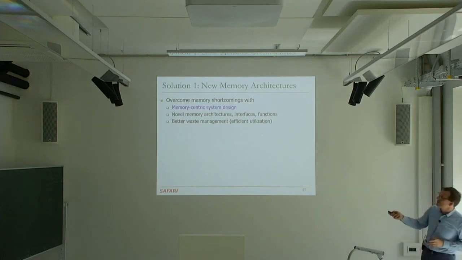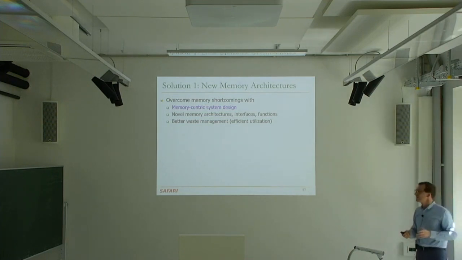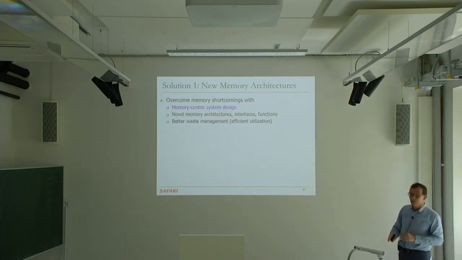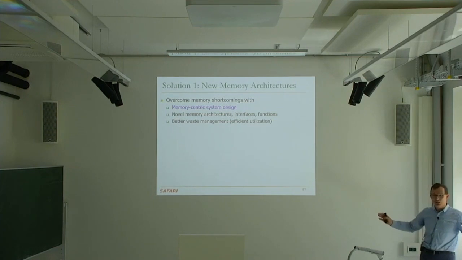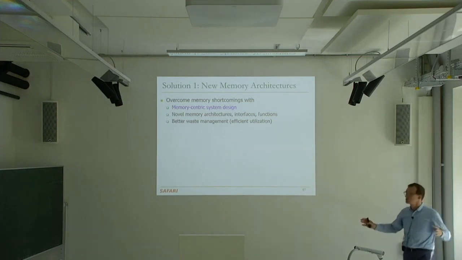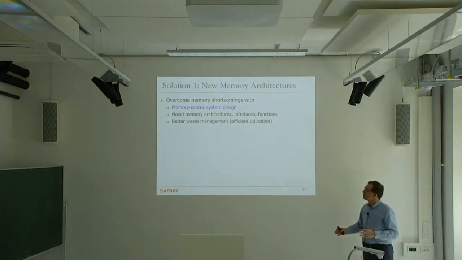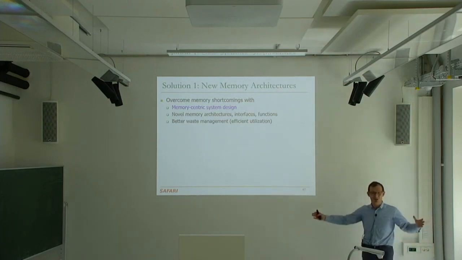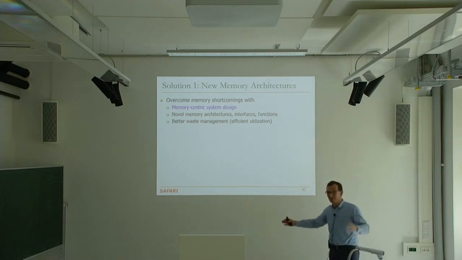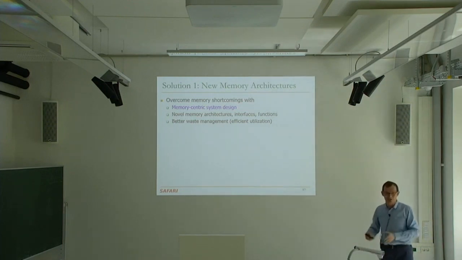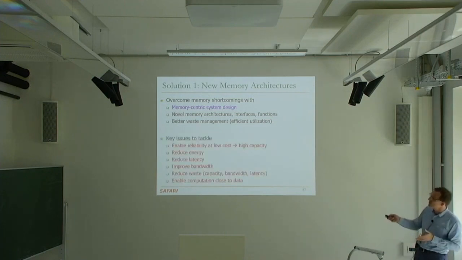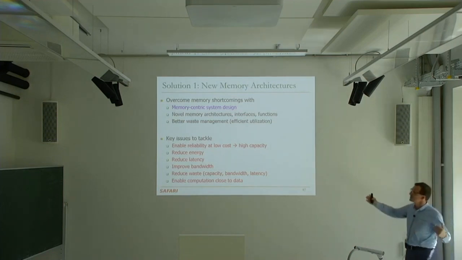And we also need to do better waste management, more efficient utilization. I'm not sure if we will focus on this a lot, but it is very important also. Even though we have a lot of memory today, we're wasting a lot of it. There are a lot of results showing that like 30 to 40% of memory is zeros. Basically, we're storing a lot of zeros in memory. And people are looking at compressing memory a lot. We did some work in compressing memory. I'm not sure if we will have time to cover that, but more efficient utilization is very important. Again, that requires across-the-stack solutions.